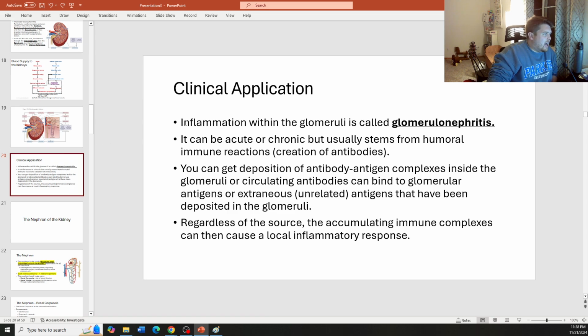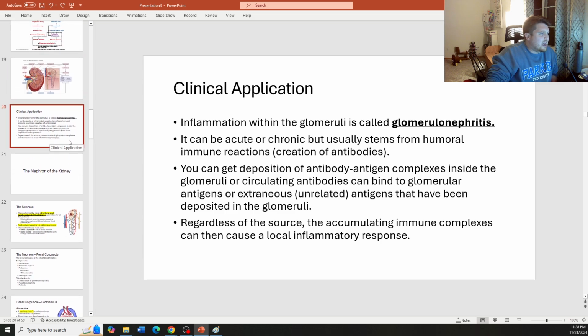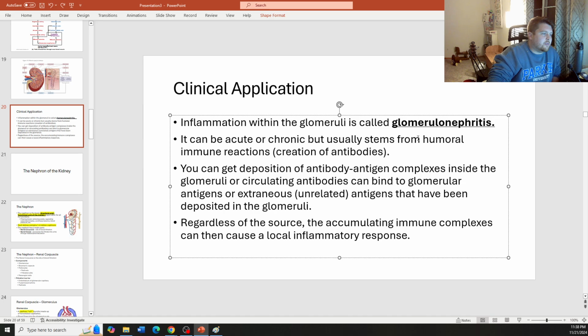Clinically, I think that this clinical application should be a little bit later on, actually, when we talk about the glomerulus. However, this is kind of related to blood, so that's why it's put here. So the glomerulus, which is that web of capillaries, can get inflamed, and that is called glomerulonephritis. It can either be acute or it can be chronic, but it usually stems from a humoral immune reaction. The humoral immune system is that immune system where those B lymphocytes create antibodies.